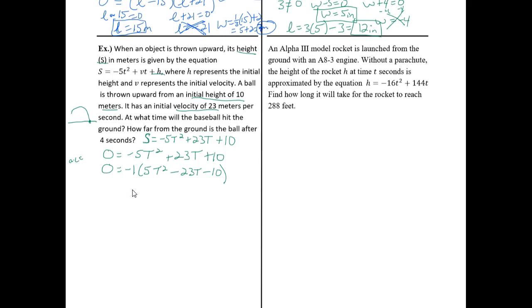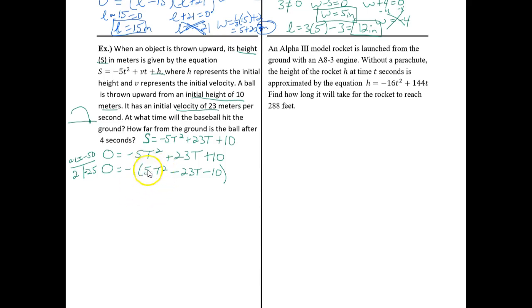Okay, from there I have to multiply a times c. So a is 5, c is -10. So -50. I want factors of -50 that are going to add up to -23. So factors of 50, I'm thinking 2 and 25. That can get me to 23. And if I put the negative with the 25, that will add to -23.